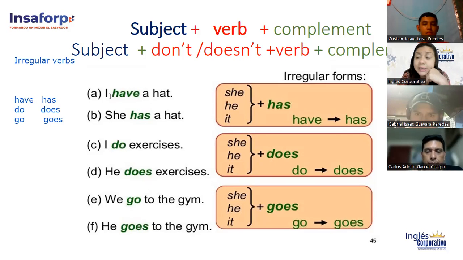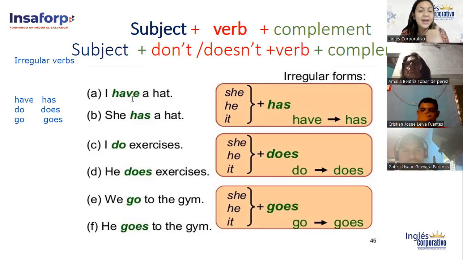Thank you so much, Christian. Okay. You see? I, you, we, they have a hat, right? But he, she, or it has. For example, you can say, my mother has a big house. My brother has a nice car. My cat has a toy.